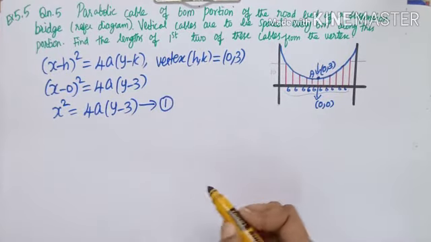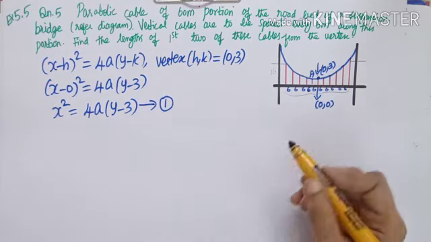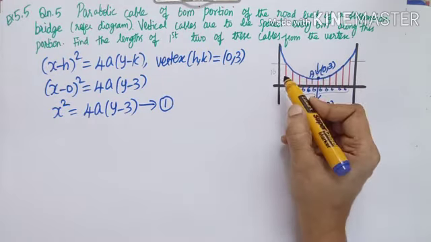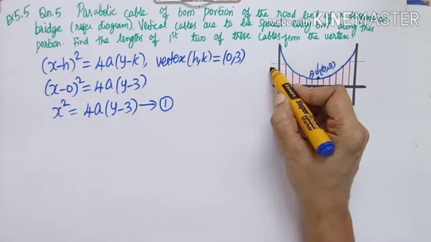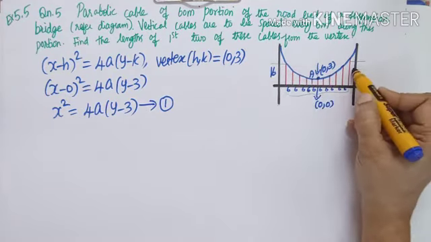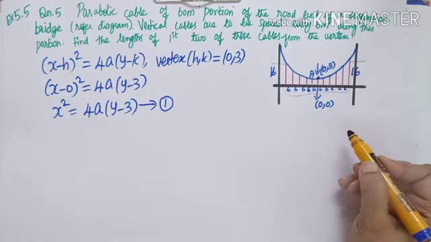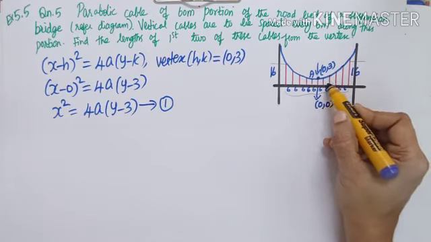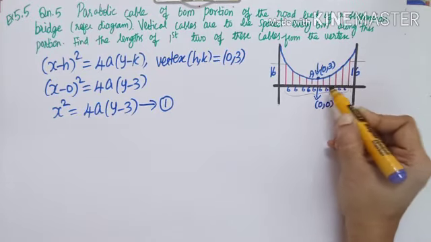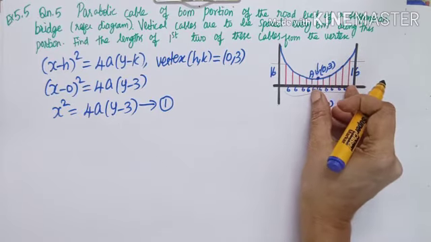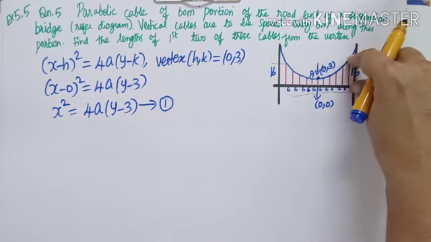Call this as 1. Now, I must find out a point on the curve. In the question, they have given the diagram. This height is given to be 16. So, the height is 16 and each cable is of the length 6. So, 1, 2, 3, 4, 5. So, 5 into 6, 30. x value 30, y value 16.